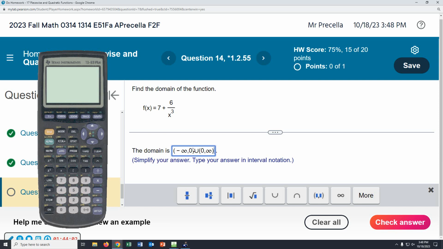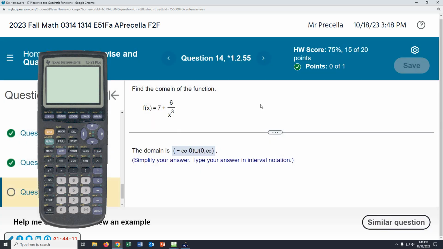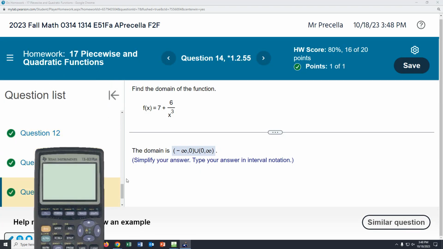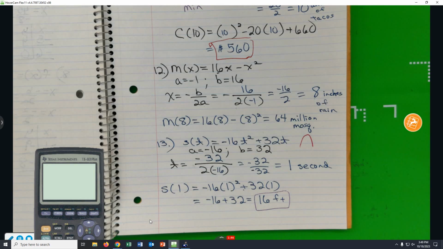Everything to the left of 0, not including 0. Everything to the right of 0, not including 0. It's a fancy way of saying all real numbers except 0. So that's that. Number 15 I think is another domain problem, but that's it for domains and ranges. Excuse me, piecewise and quadratic functions.